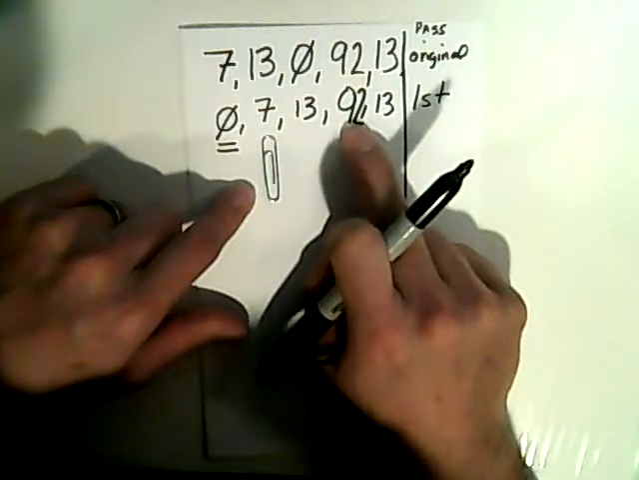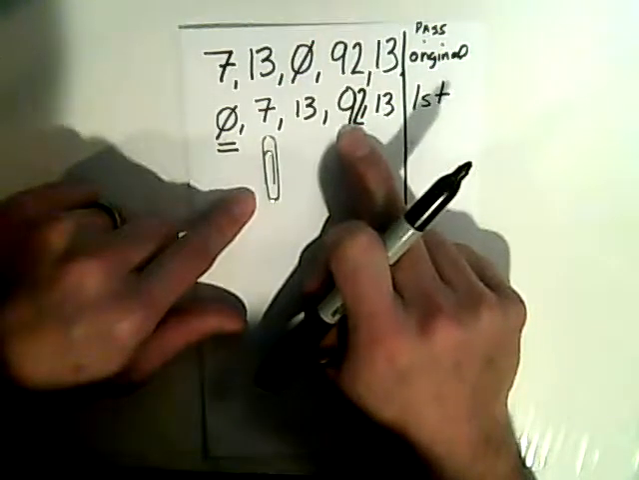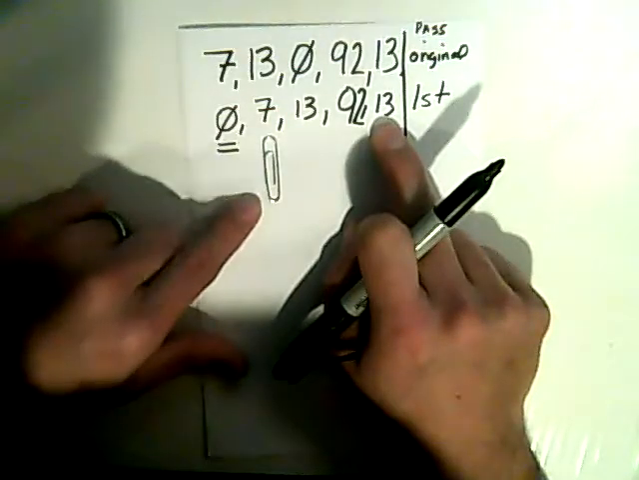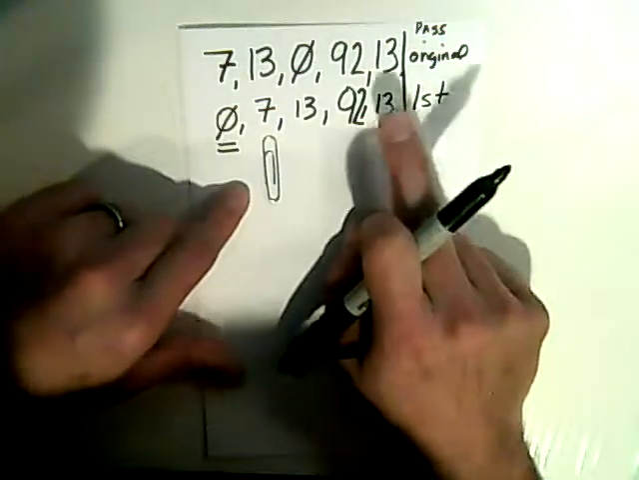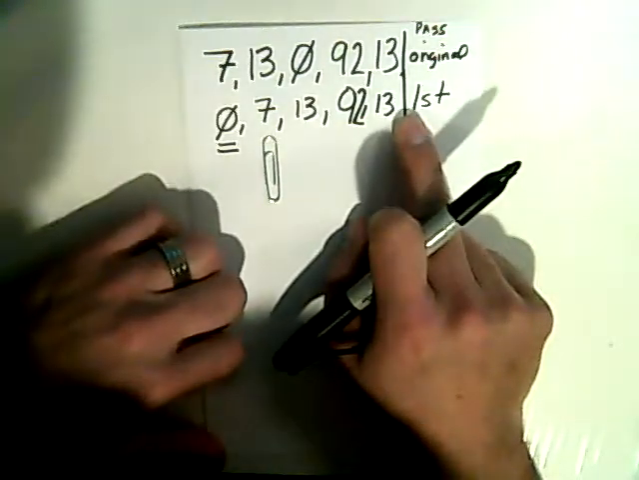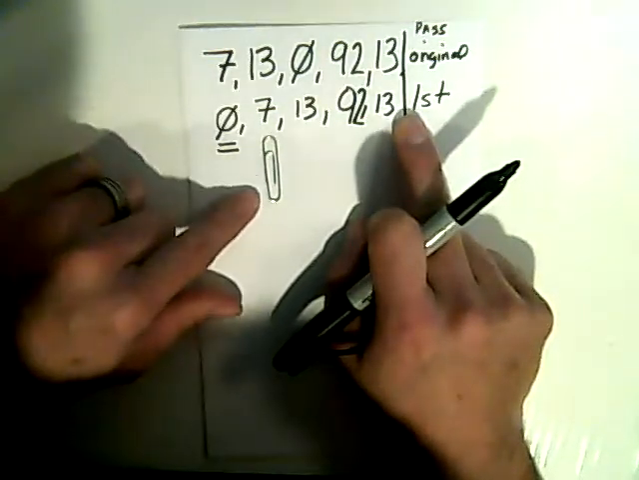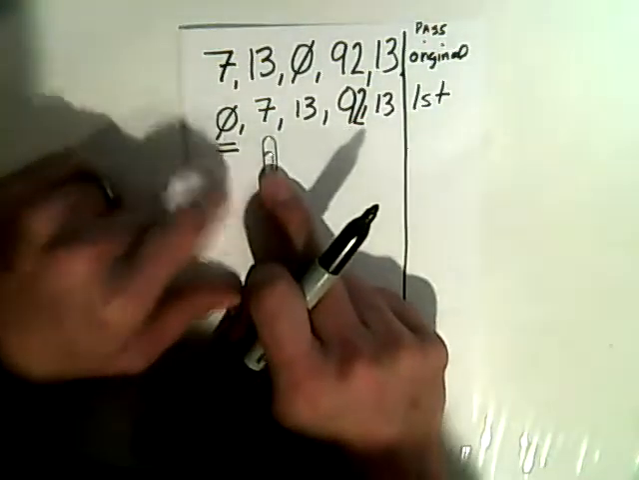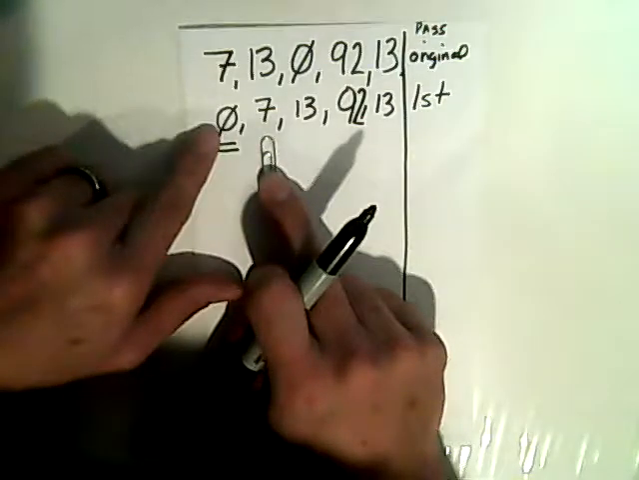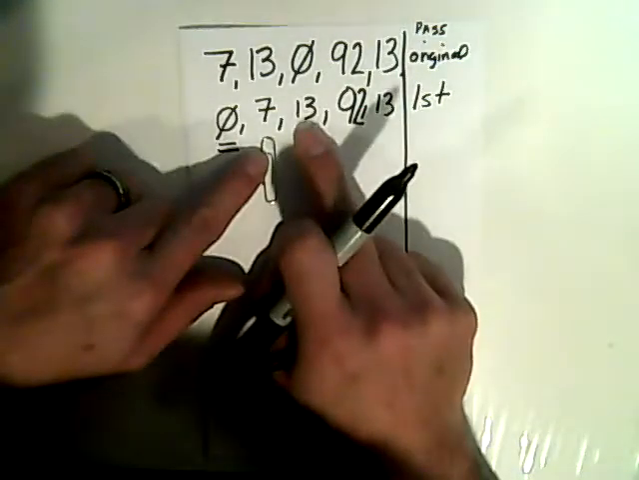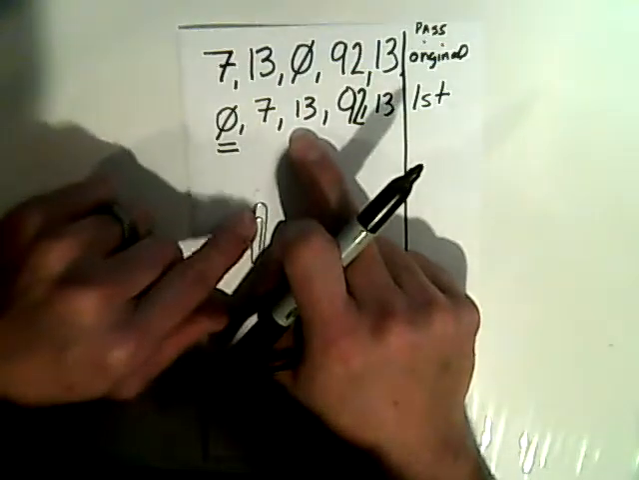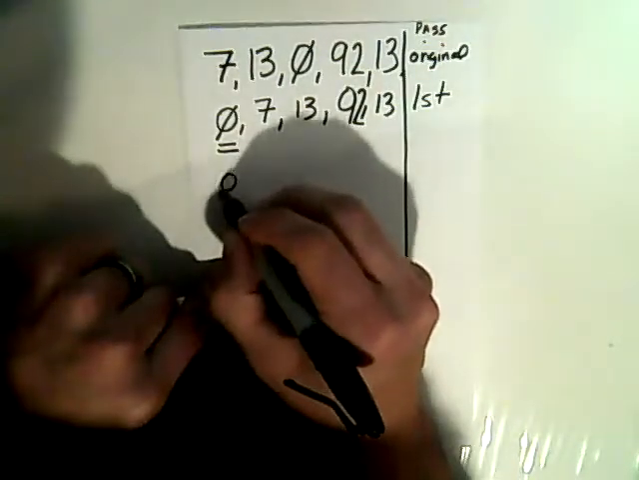Is there something else to look at? Yes. 92. Is 92 smaller than the 7? No. Can we move on? Is there another number? Yes. Is that number smaller than the 7? No. So we must have 13. Is there another number after that? No. So therefore, we identify the smallest number, and that's the 7. The 7 is added to the end of the sorted list, right? And we identify this one as the new beginning of the unsorted. So we're going to go ahead and copy this down.